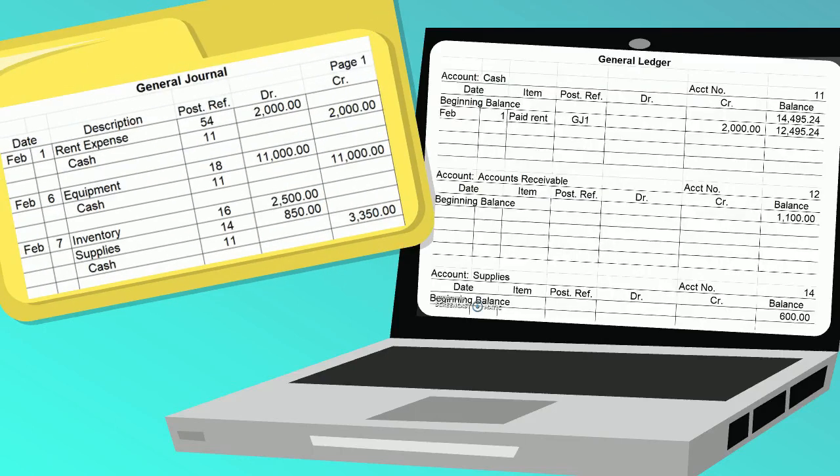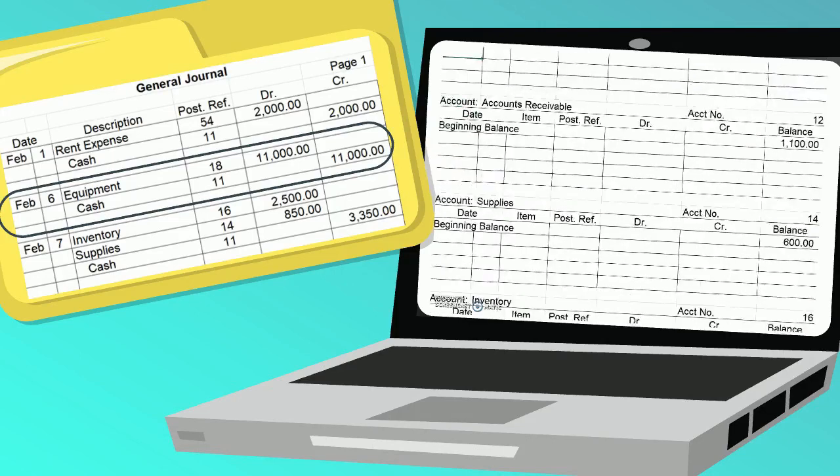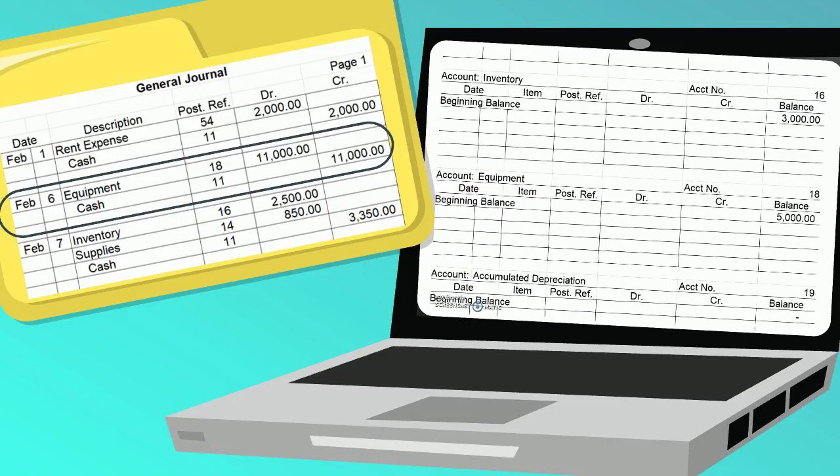The second journal entry recorded when we purchased equipment for cash. So now we want to post those to the ledger. Again, we know equipment is account 18 and cash is account 11. So we're going to scroll down a little bit and find equipment. So we're going to enter our details of that journal entry here. This was on February the 6th, and we purchased equipment.